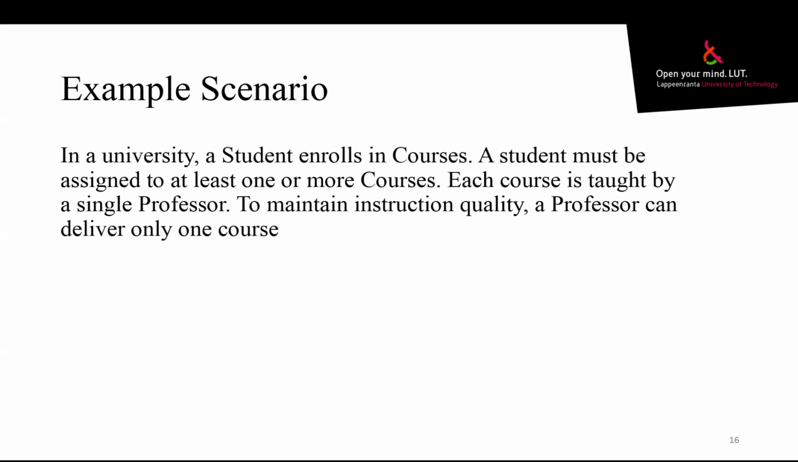So let's look at this example scenario. In a university, a student enrolls in a course, let's say the course database, and the student must be assigned to at least one or more courses. Each course is taught by a single professor. To maintain instruction quality, a professor can deliver only one course. So let's see how we can model this into an entity relationship diagram.